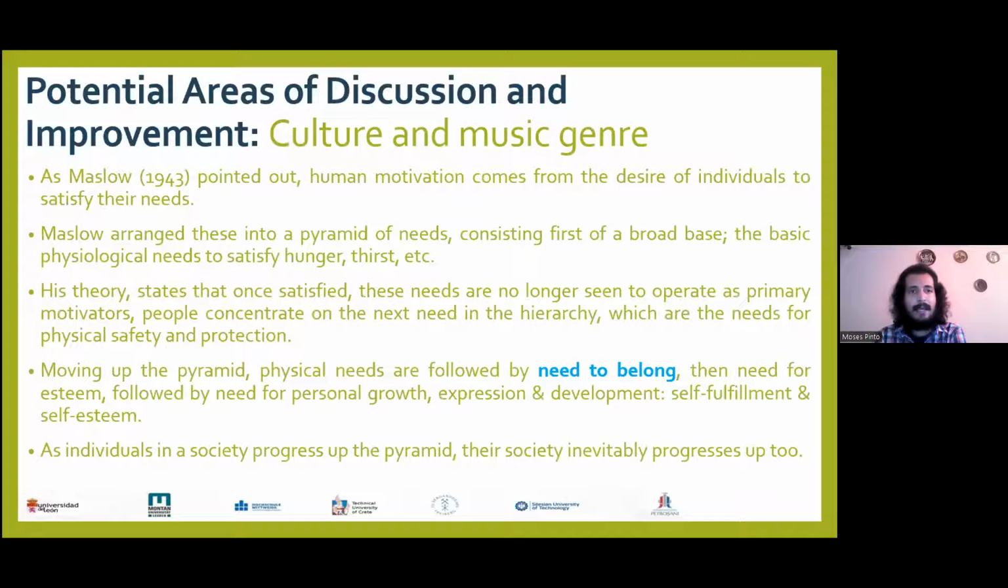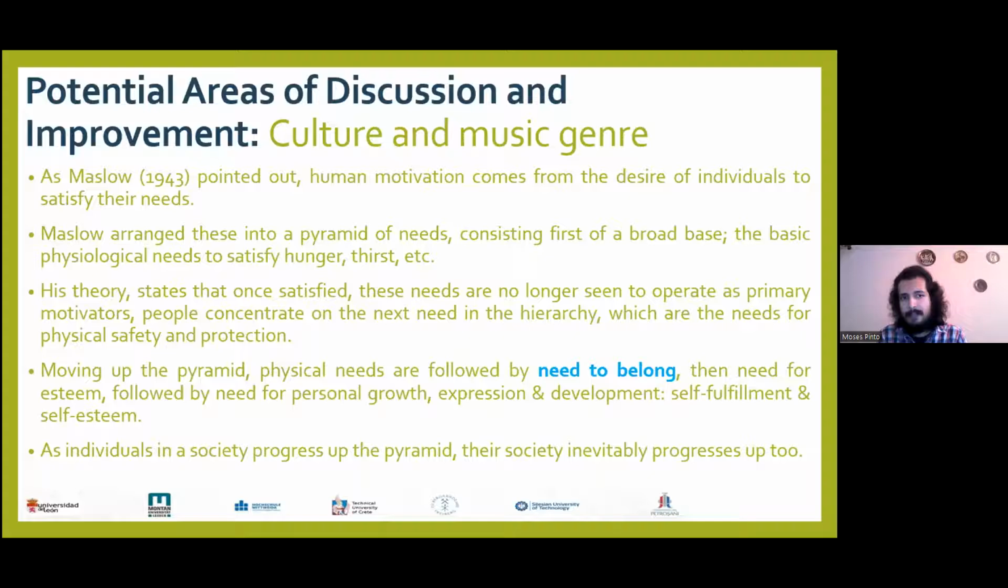Now, let's look at potential areas of discussion and improvement. I'm going a little bit back in time to when Maslow theorized the pyramid of needs. In 1943, Maslow pointed out that human motivation comes from the desire of individuals to satisfy their needs. That is Maslow's theory of needs. Maslow arranged these into a pyramid, consisting first of a broad base, which were the basic physiological needs to satisfy hunger, thirst, and so on.